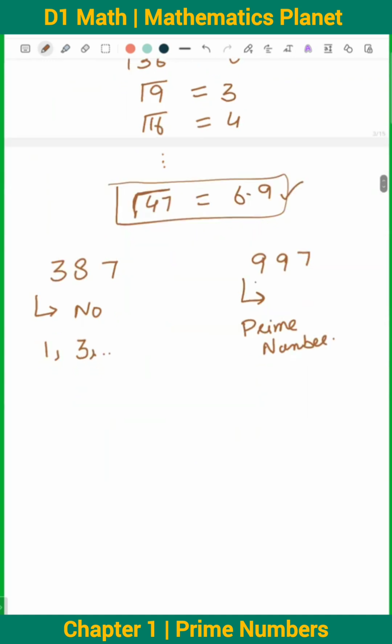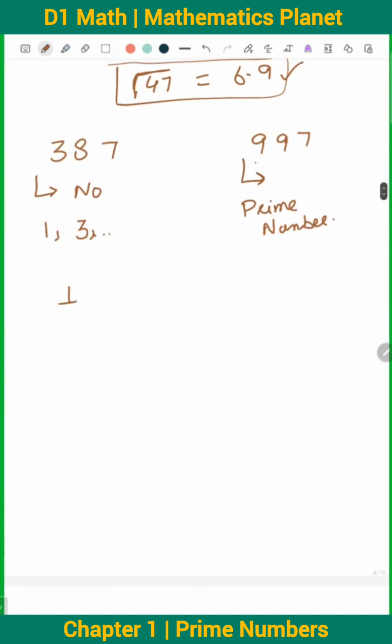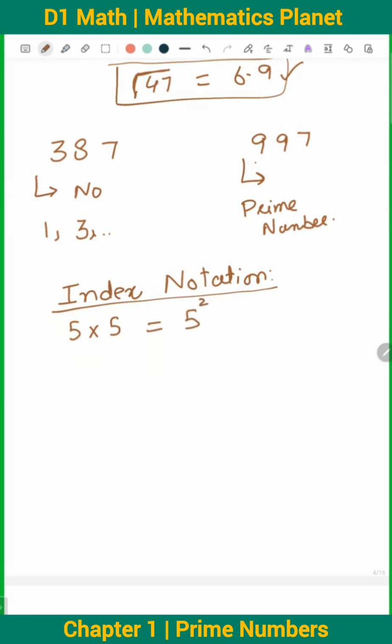Okay. We also need to study one thing that is called index notation. So what is index notation, kids? If I have written 5 times 5, can I write it as 5 to the power 2? This is called index notation. If I write 5 times 5 times 5, can I write 5 to the power 3? This is called index notation. I can write 5 alone. Can I write 5 to the power 1?